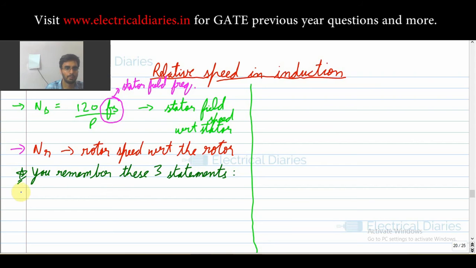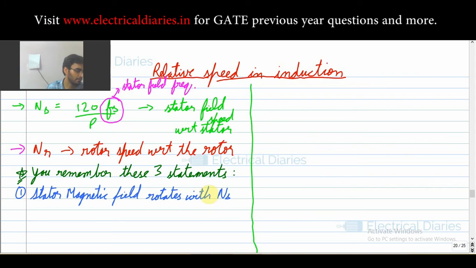Let me write the first one. First is that the stator magnetic field rotates with Ns with respect to the stator. This I have already told you above.